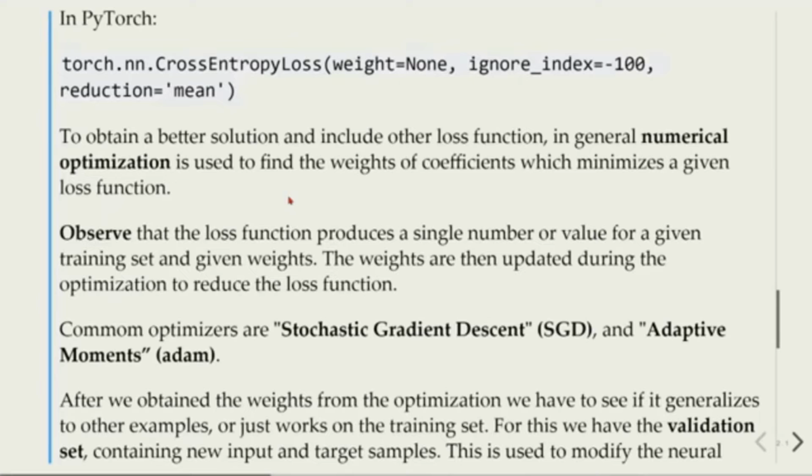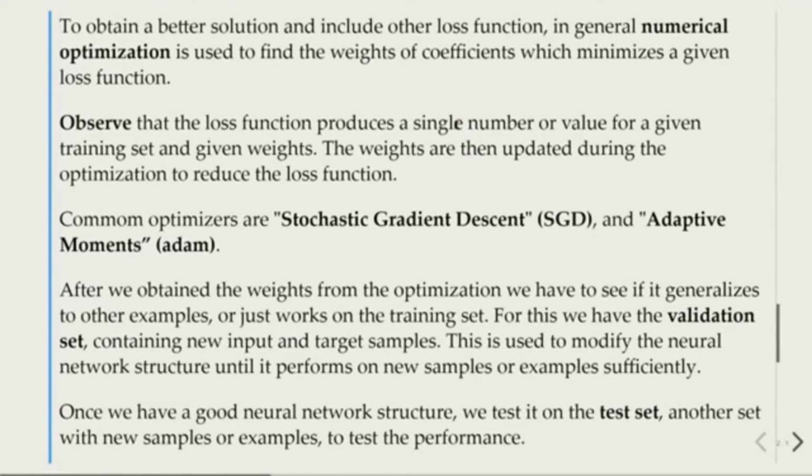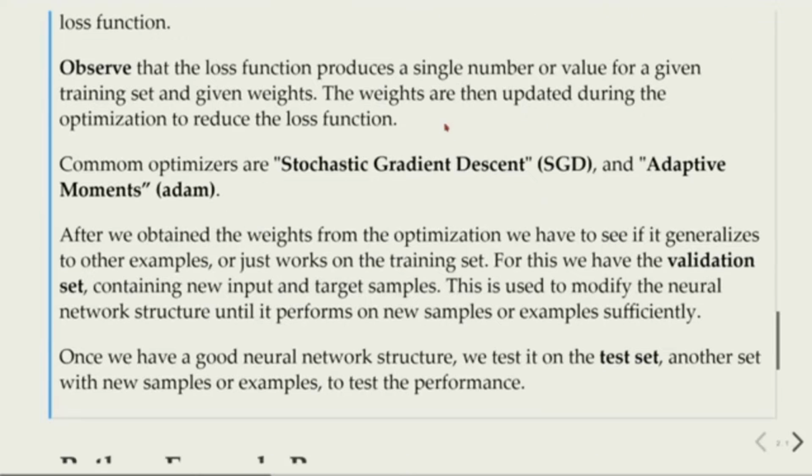Observe that the loss function produces a single number or value for a given training set and given weights. The weights are then updated during the optimization to reduce the loss function. Common optimizers are, for example, the stochastic gradient descent, SGD, and adaptive moments, ADAM.